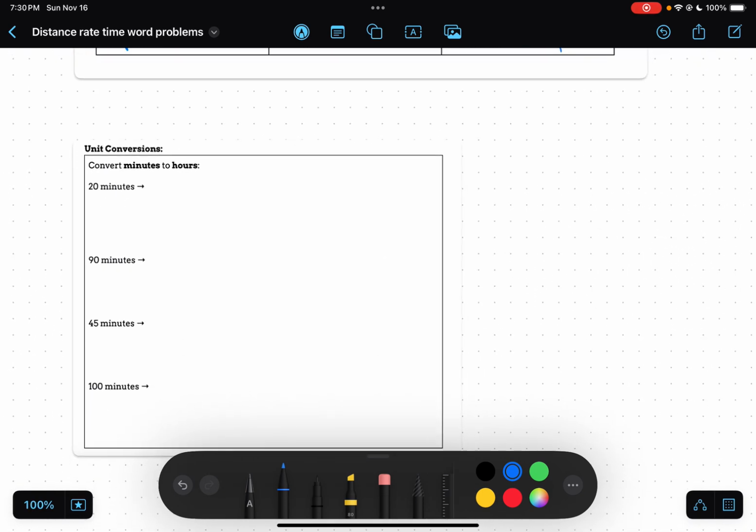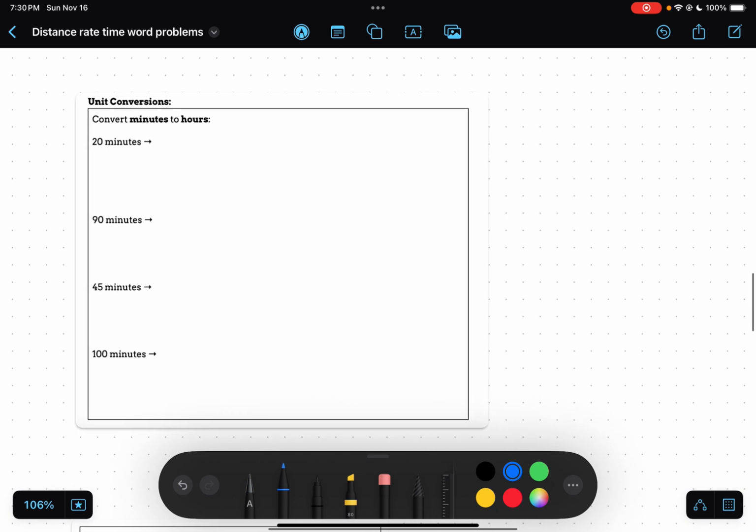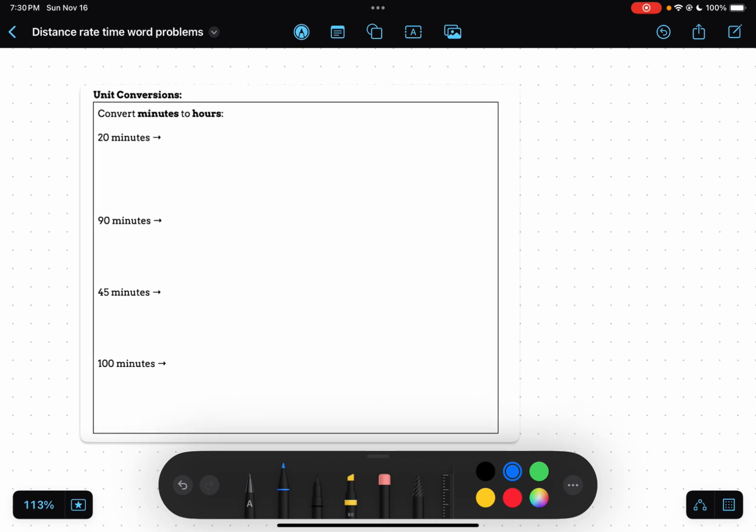That being said, in order to solve a lot of these problems, you need to make sure that your units are correct before you start. So a lot of the times we might be doing problems involving speed in miles per hour, but they're giving us some time that's in minutes. So we need to turn all of our minutes into hours. And you'll get some intuition about this, but I like to do it with a tape diagram, I like to do it with a fraction.